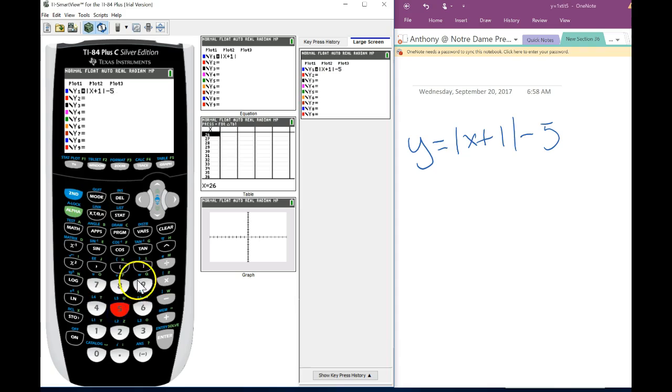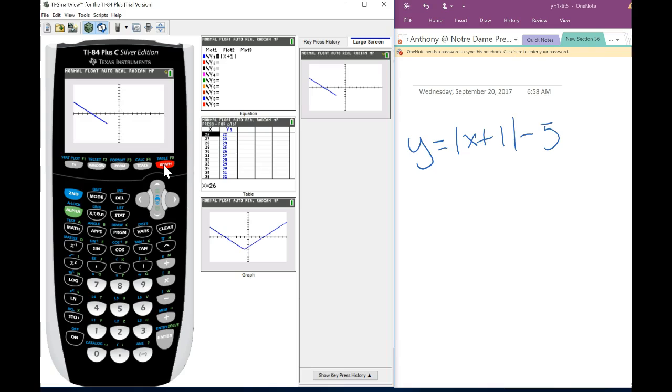I'm just going to fill in and type in, so my equation looks like y equals absolute value x plus 1 minus 5. Now I'm going to go ahead and hit graph. And I can see my graph.